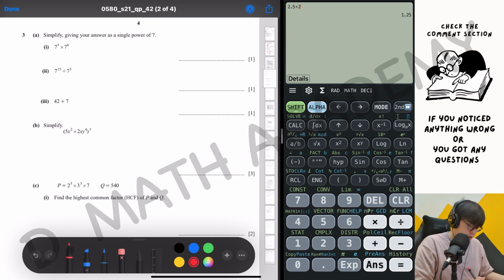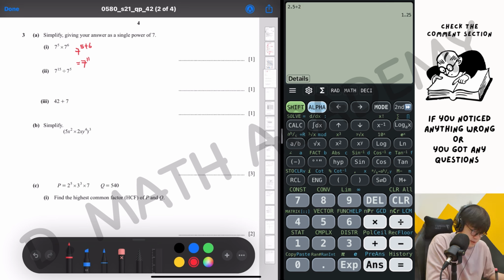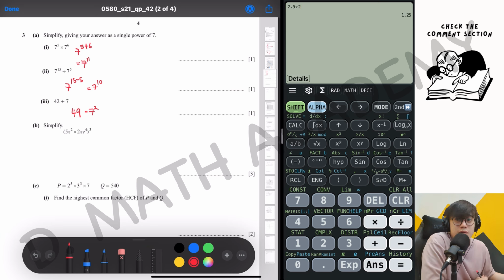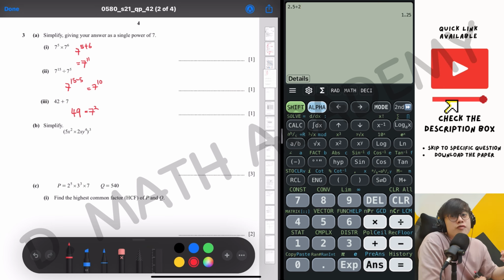Question 3a, because of the base being the same, if they are being multiplied, just add the powers up and you will get your final result here. If it's division, then it becomes minus. Part 3 is actually a trap question because they wanted to test you whether you convert it into 7 to the power of 2 or not.